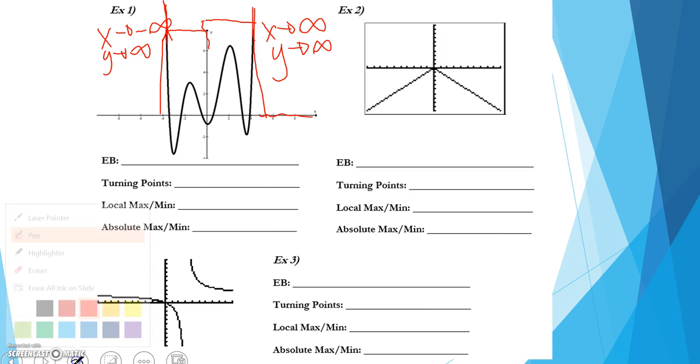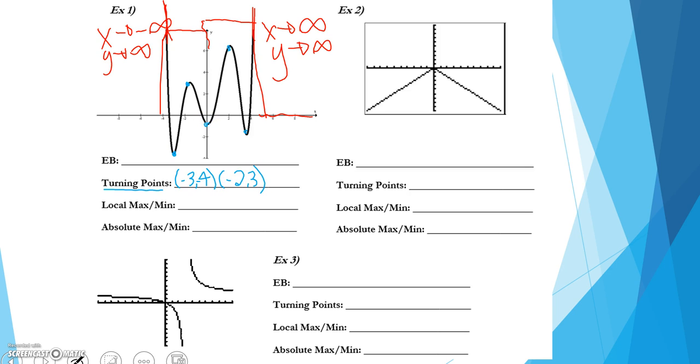Now for turning points. I have a turning point here, here, here, here, and here. So all the peaks and the valleys, but we actually need to name them. If you notice, the axis is skipping by 2's. So this first point down here is going to be -3, -4. And then this point up here, I would say is about -2, 3.